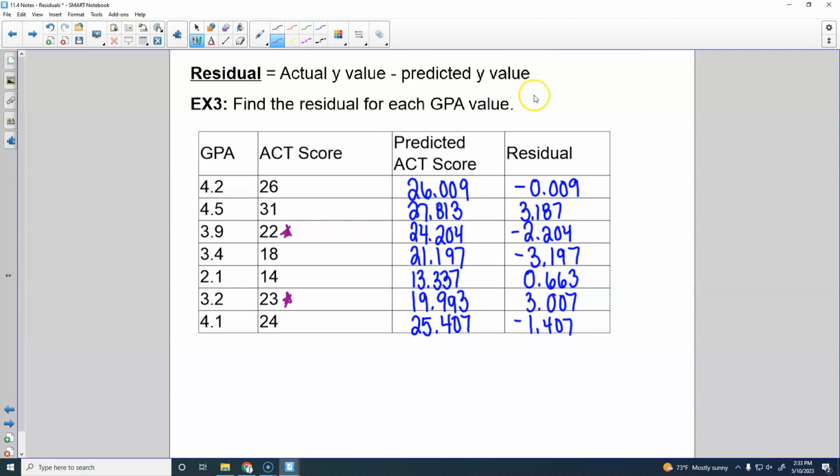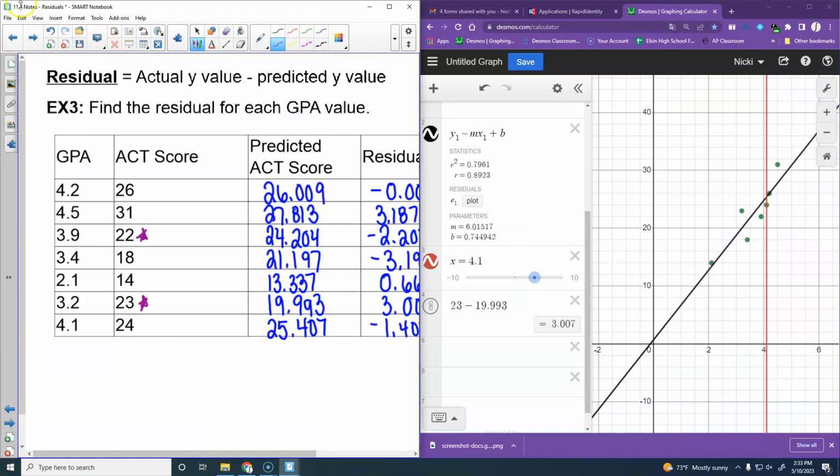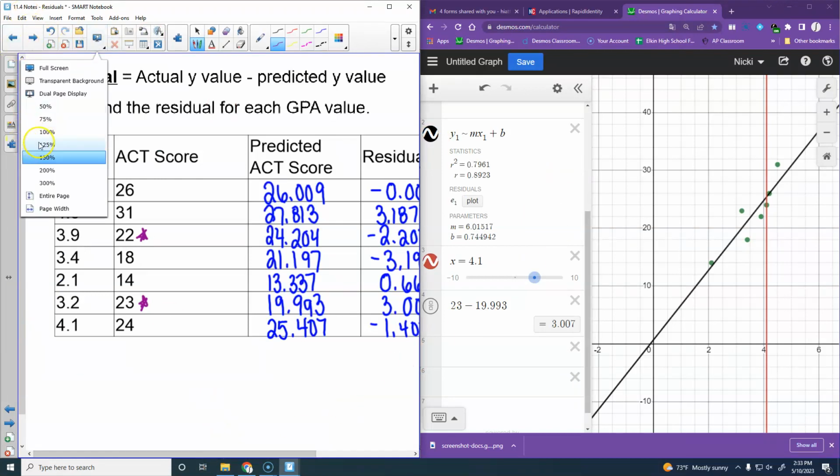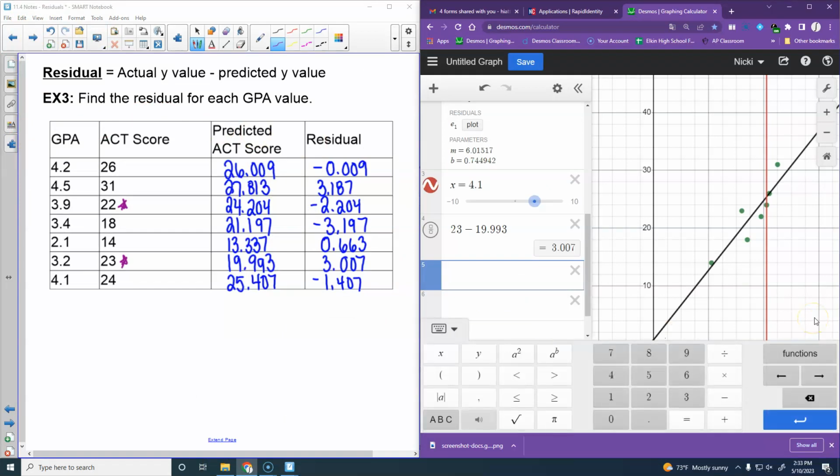But do me a favor here. Take all of these numbers right here, all of your residuals, I want you to add them up for me. Add all of those together. Either one's fine. Whichever you prefer.